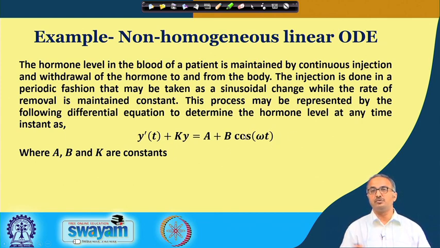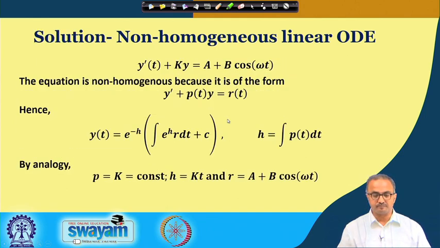Again, we are not going into how the equation has been derived, but this is the final expression to know the hormonal level in the blood. Here A, B and K are taken to be constants, and omega may be changed by the user. Now, let us see how to solve this kind of a problem.